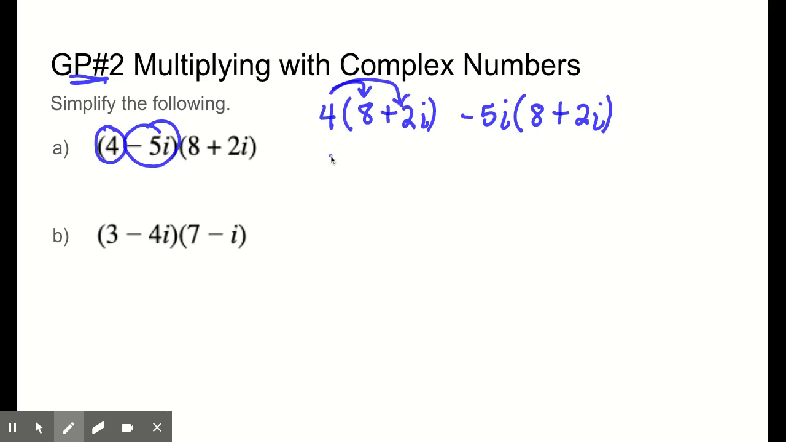So 4 times 8 is going to give us 32. 4 times 2i is going to give us 8i. Distribute the negative 5i. I'm going to go ahead and stack my like terms. So negative 5i times 8 is going to give us negative 40i. And negative 5i times positive 2i is going to give us negative 10, and then i times i is going to give us i squared.